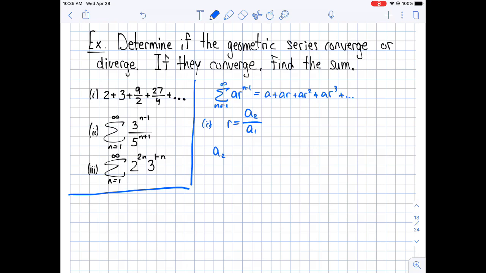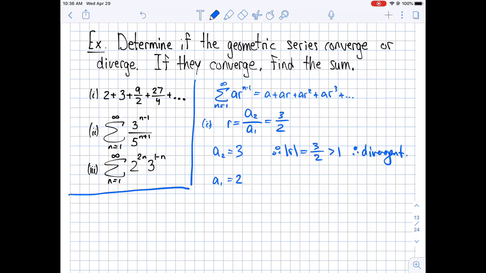So we need to know what is a2 and what is a1. Well, for us, a1, our first term, is just 2, and our second term is going to be 3. So our common ratio is going to be 3 over 2. And we are interested in the absolute value of it, which doesn't matter for this one, but in general for a geometric series, we're looking at the absolute value of the common ratio. Our absolute value is 3 over 2, which is larger than 1, and therefore our geometric series is going to be divergent. Okay, and so for this one, that's all there is to it. We found the common ratio, but it is divergent, and we're done.